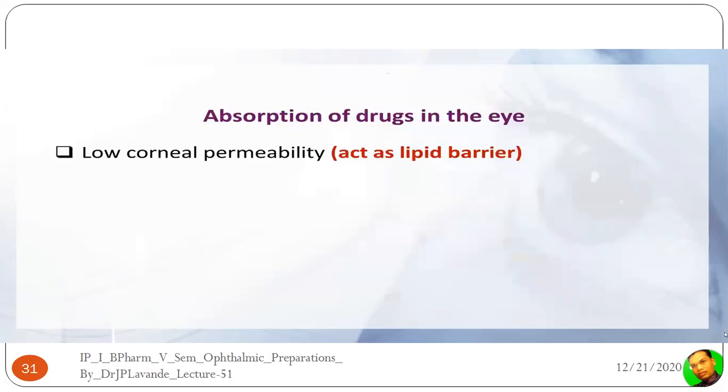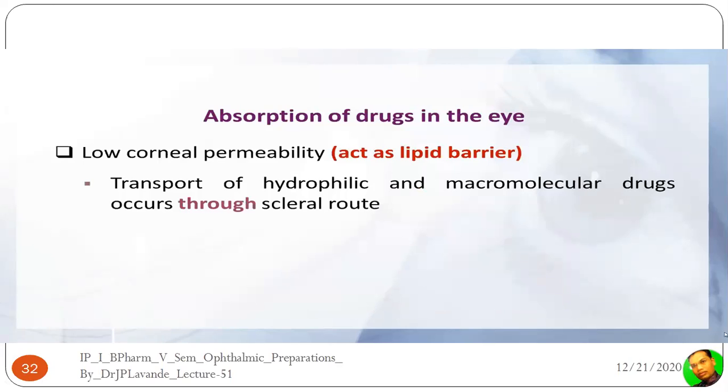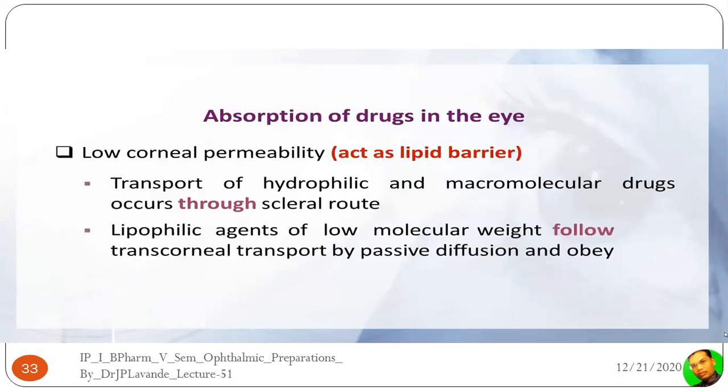So if you see the absorption, there is a low corneal permeability for the drug because of the lipid barrier. The transport of hydrophilic and macromolecular drugs occurs through the scleral route. So the hydrophilic drug cannot be absorbed through the cornea, but it will get absorbed through the sclera. The lipophilic agents of low molecular weight follow transcorneal transport by passive diffusion and obey Fick's law. So you can see the lipophilic drugs get absorbed through the cornea, whereas the hydrophilic drugs get absorbed through the sclera.